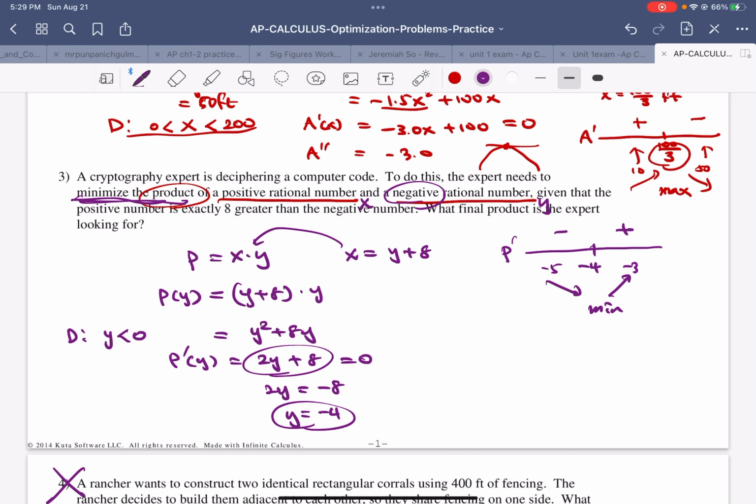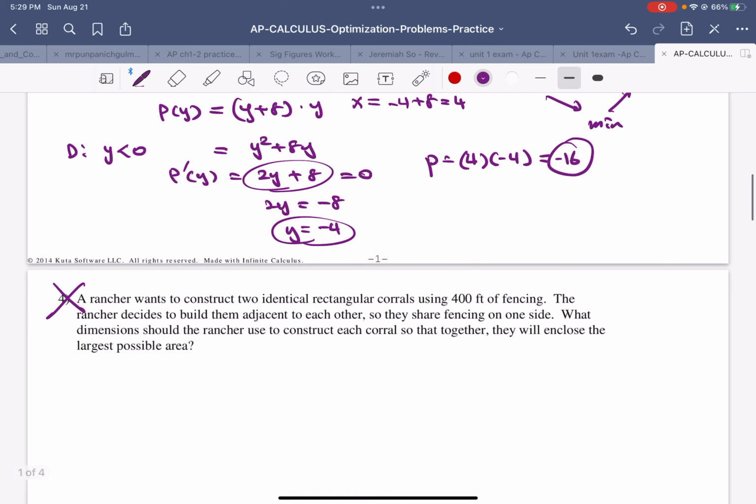Now the question is, what final product is the expert looking for? So your x value is negative 4 plus 8, which is 4. Your product is x times y, 4 times negative 4, so negative 16. So that's the minimum product. Okay, that's the answer.